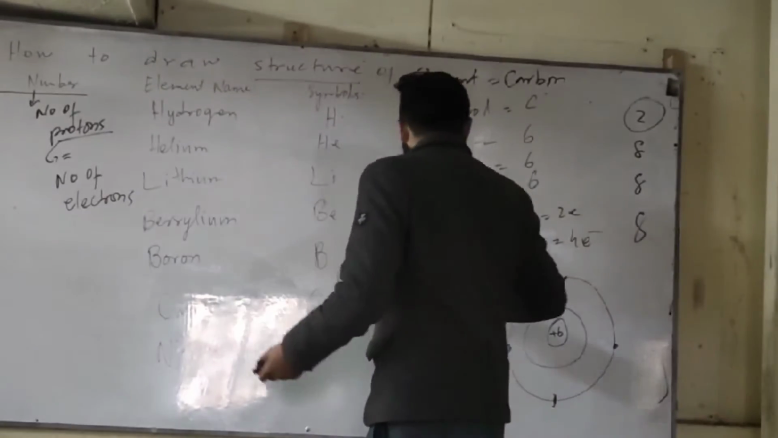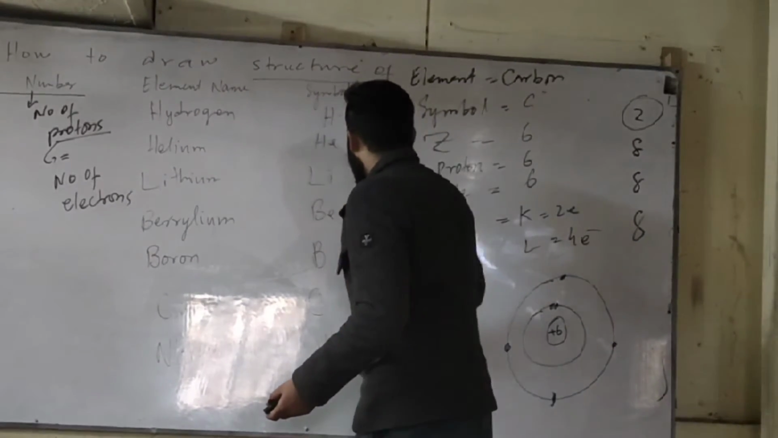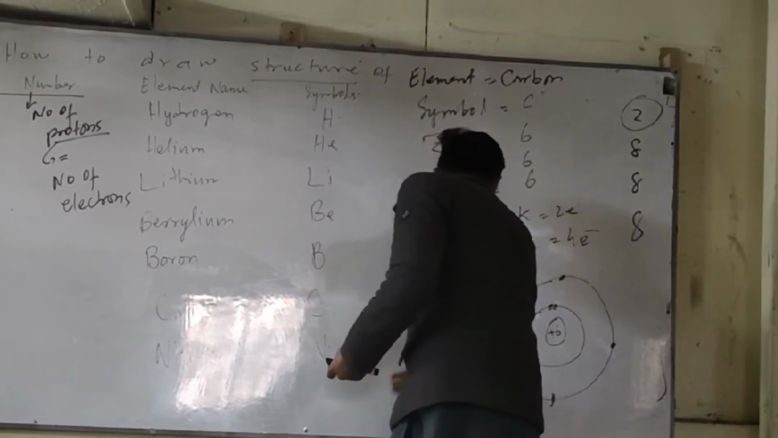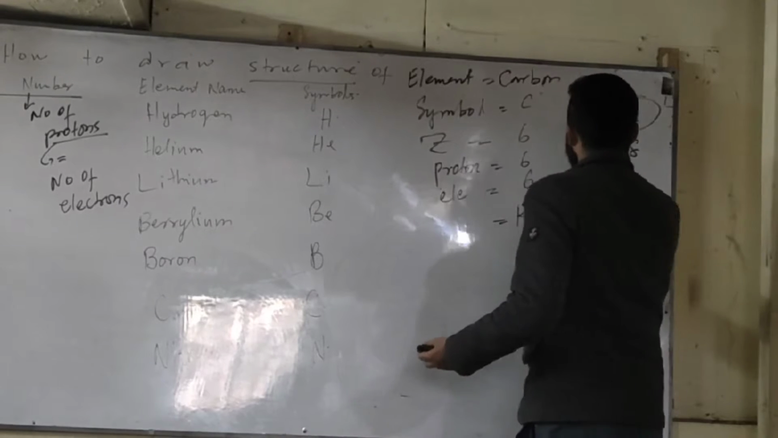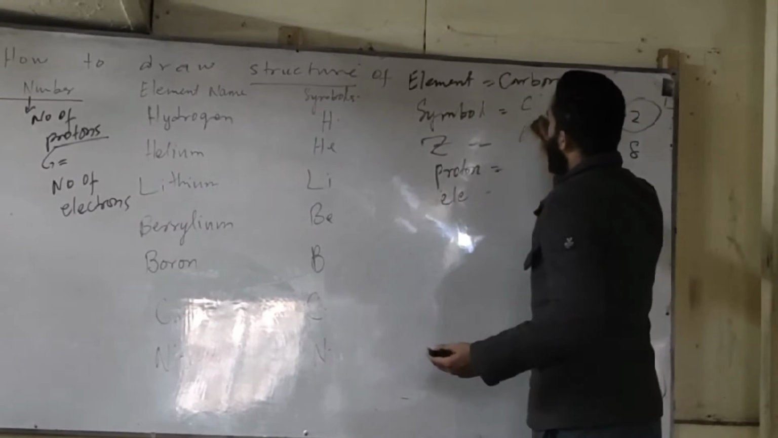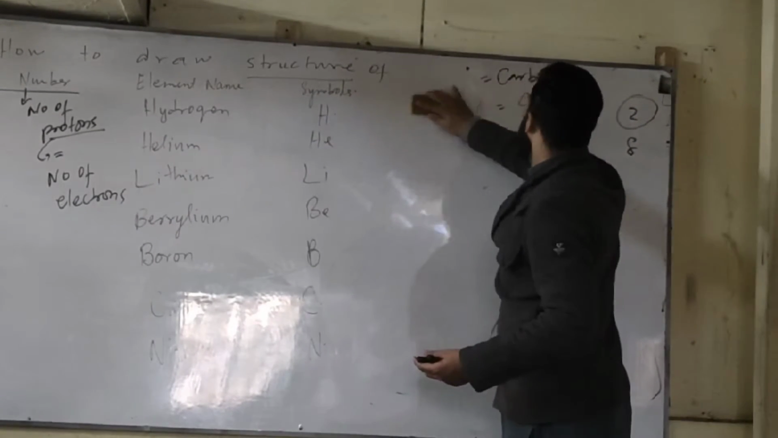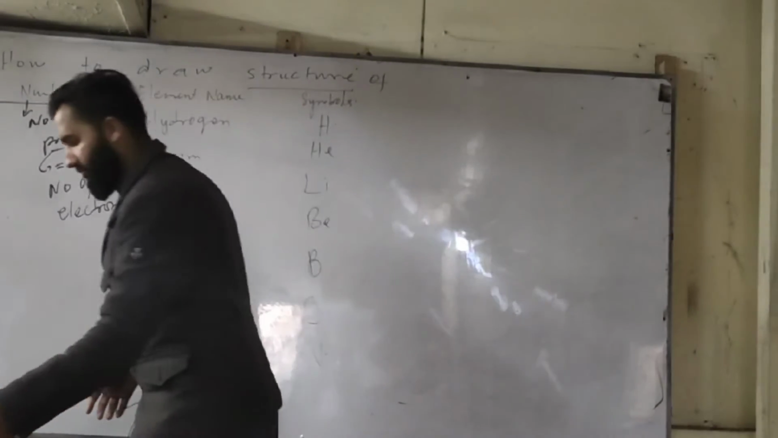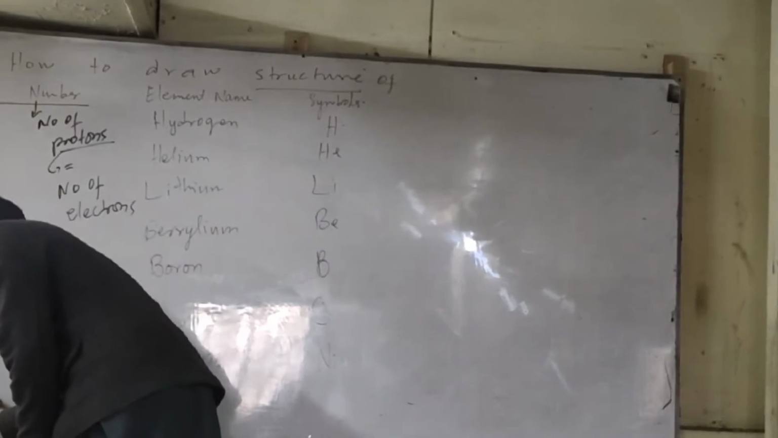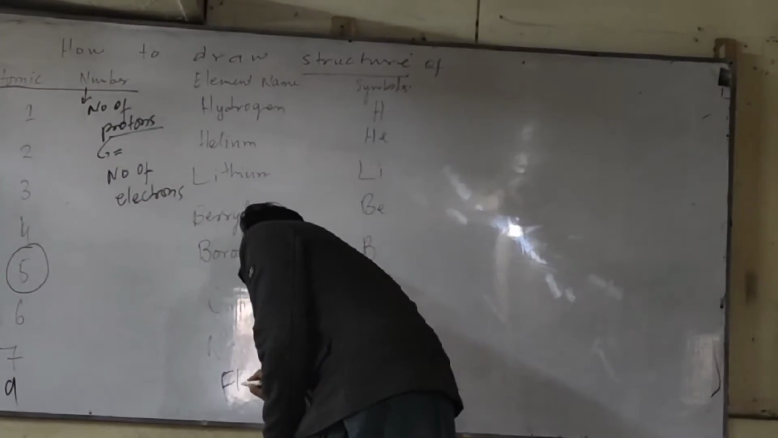So next I would like to ask you to draw an atom of fluorine. You have to draw an atom of fluorine. Please draw. Atomic number 9. Name fluorine, symbol.